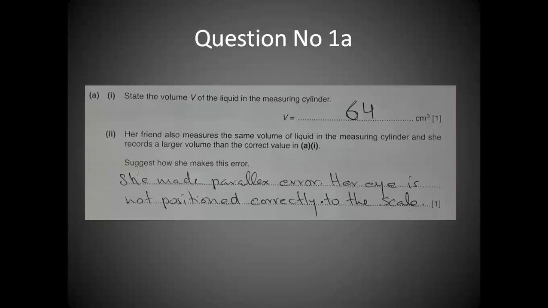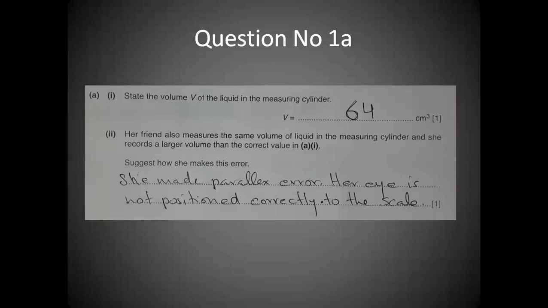Her friend also measures the same volume of liquid in the measuring cylinder, and she records a larger volume than the correct value in the first part. Suggest how she makes the error. I think that she has made a parallax error, and she has positioned her eye not in the correct position, and she has not positioned her eye perpendicular to the scale from where she is taking the reading. If her eye had been perpendicular to the scale from where she was checking the meniscus, then there will be no parallax error.